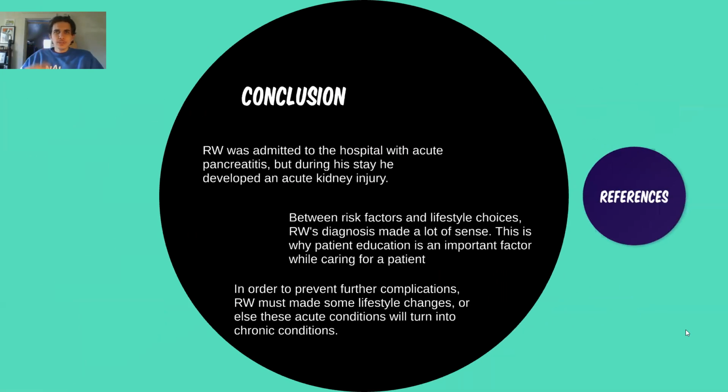So, in conclusion, RW was admitted to the hospital with acute pancreatitis, but during his stay developed acute kidney injury. Between the risk factors and lifestyle choices, which overlap, RW's diagnosis made a lot of sense. This is why patient education is an important factor for caring for patients. While it wasn't typically expected, it wasn't as much of a surprise when you're looking at the risk factors. So in order to prevent further complications, RW must make some lifestyle changes, or else these acute conditions will turn into chronic conditions like chronic kidney disease or chronic pancreatitis, right? So further changes are needed.